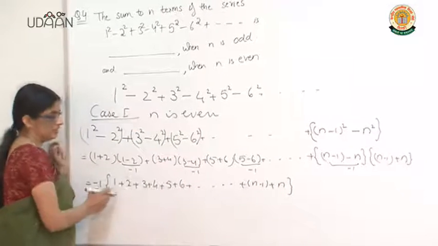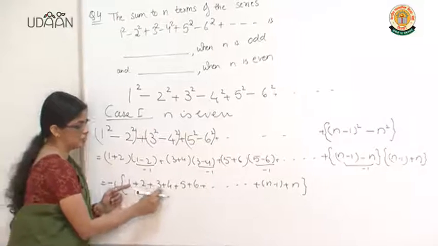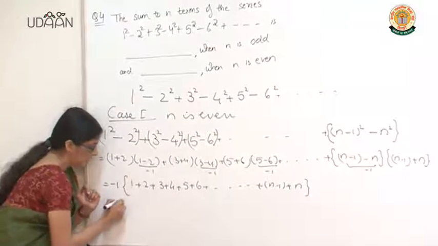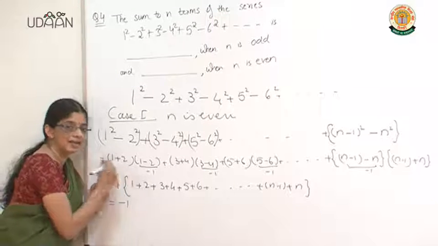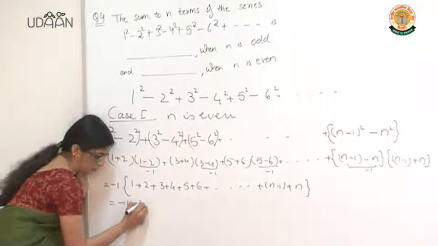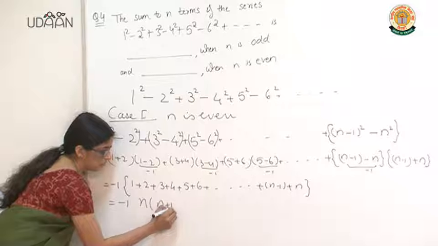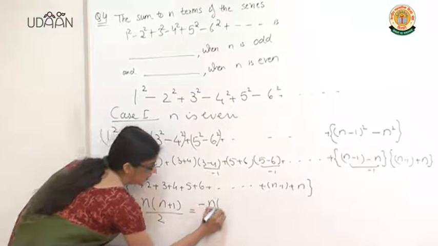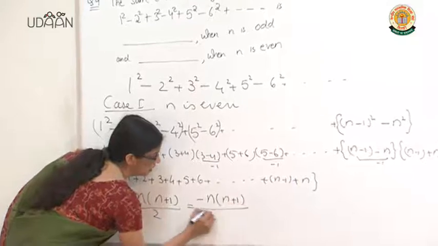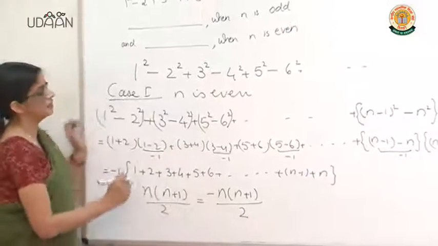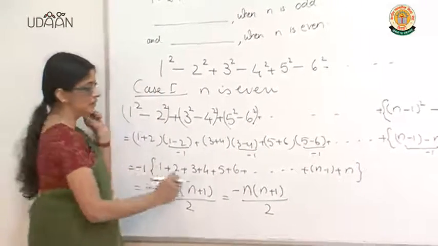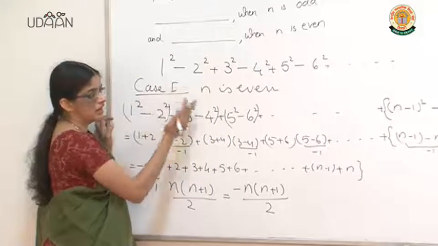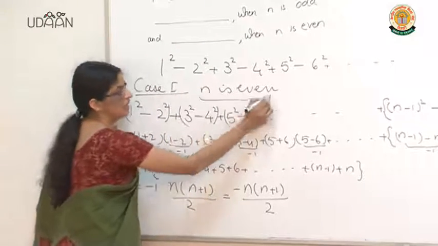Can you say the term inside the bracket? 1 plus 2 plus 3 plus etc. up to n minus 1 plus n, which is the sum of the first n natural numbers. Tell me the formula: n into n plus 1 divided by 2. So it simplifies to minus n into n plus 1 divided by 2, which is the sum of the given series when n is even. Out of the two cases, only one case we have discussed, when n is even.